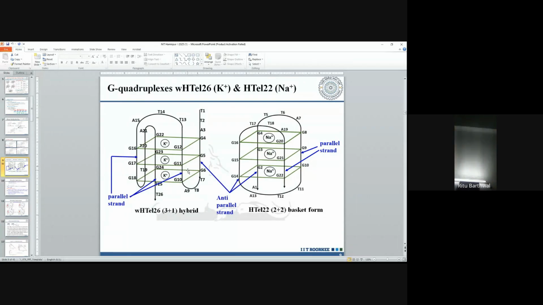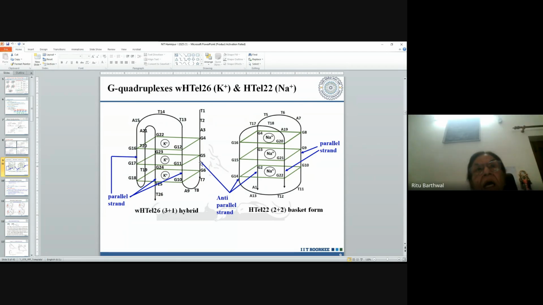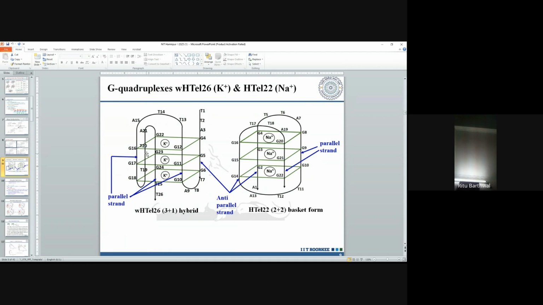We call these the loops. Normally TT goes on the loops because GGG is going to form the base stacking. Base stacking will be done by GGG. G gives the maximum base stacking, and TTA forms the loop everywhere. Here also, here also. And this is called lateral loop.